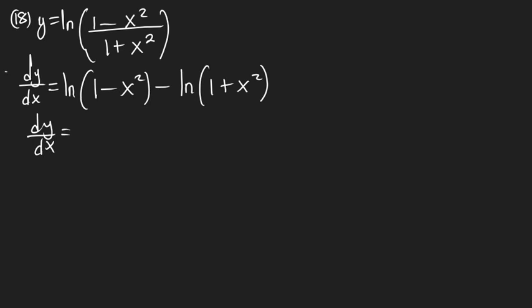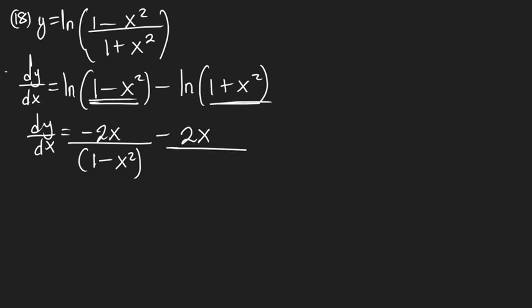Then this is going to be, what is ln of this? It is dy dx of what is inside, which is minus 2x over the original equation, which is 1 minus x to the 2. What is ln of this? It is dy dx of whatever is inside, which is 2x over whatever is going to be inside the function, which is 1 plus x to the 2. Okay, that is how you solve this particular function.